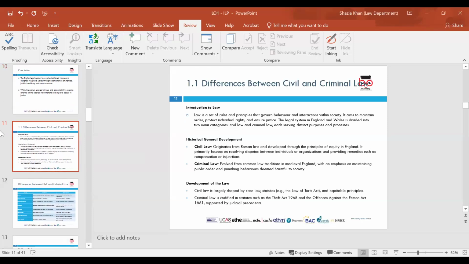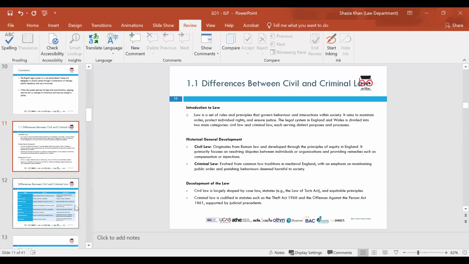So the next one is looking at elements of 1.1, which is the difference between civil and criminal law. The difference is that civil law is shaped by case law, and criminal law is codified by examples such as the Theft Act that they've given here.